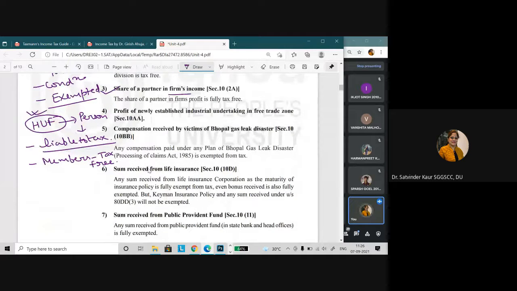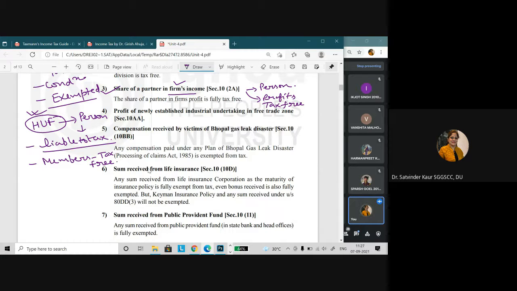Again, a firm is a person who is liable to pay tax on its income. So when the profit is distributed among the partners, this profit becomes tax free in the hands of the partners, because tax has already been paid by the firm, right? The assessment, the legal liability, is of the firm, not the partners.